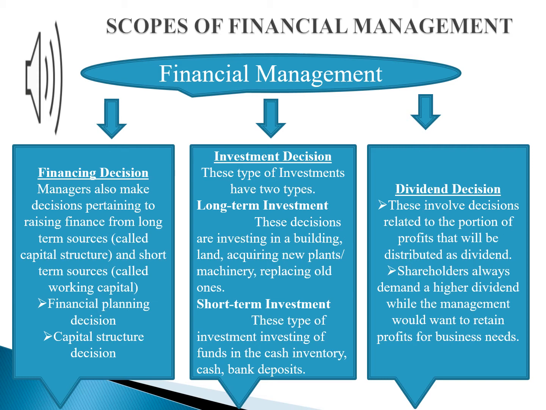And dividend decision. Dividend decision concerns the portion of profits that will be distributed as dividend. Shareholders always demand a higher dividend, while the management would want to retain profit for business needs. So these are all the scopes of financial management.